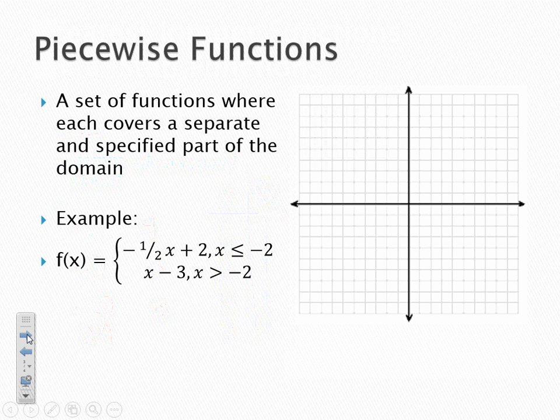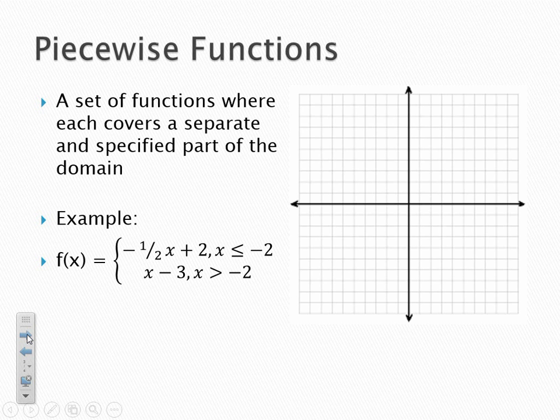Piecewise functions, I kind of like to think of them as the Frankensteins of graphs. A piecewise function, by definition, is a set of functions where each separate function covers a separate and specified part of the domain. This idea of Frankenstein comes from how Frankenstein was put together with lots of different body parts from different people, and then they created this monster that was alive. Well, a piecewise function is kind of that same idea. We're going to take different pieces of different graphs, and we're going to put them together to make one complete function.